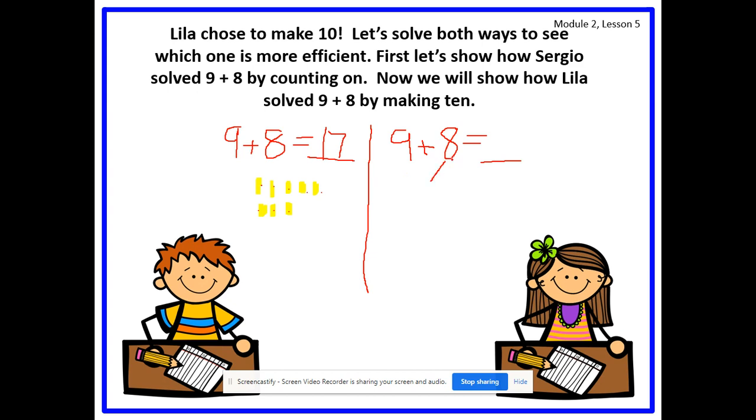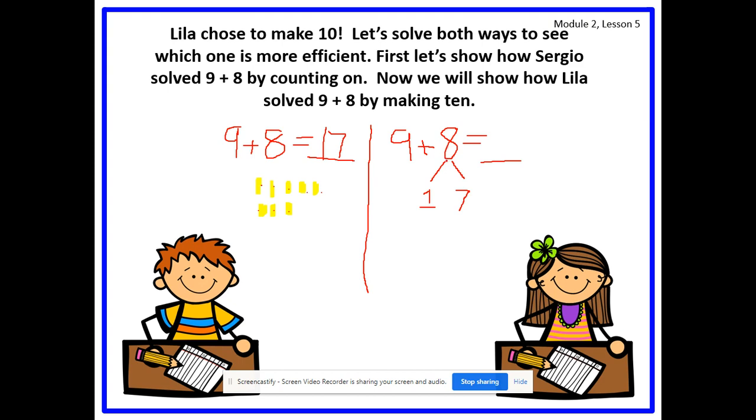So let's go ahead and decompose number 8 into what parts? How many does 9 need to make 10? Get ready. Yes, 1. So go ahead and decompose 8 into 1. And what would be my other part? Get ready. Yes, 7. Because 1 and 7 make 8.